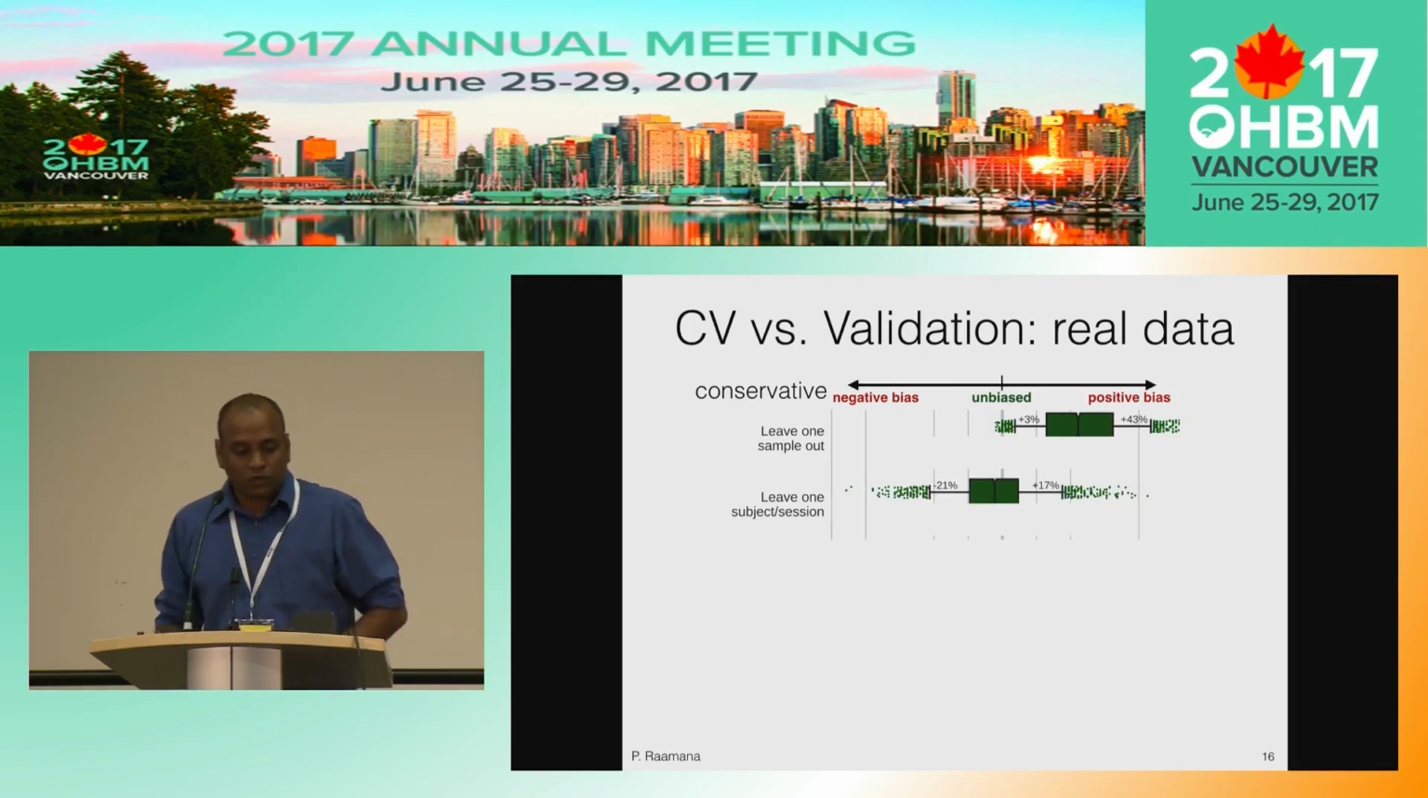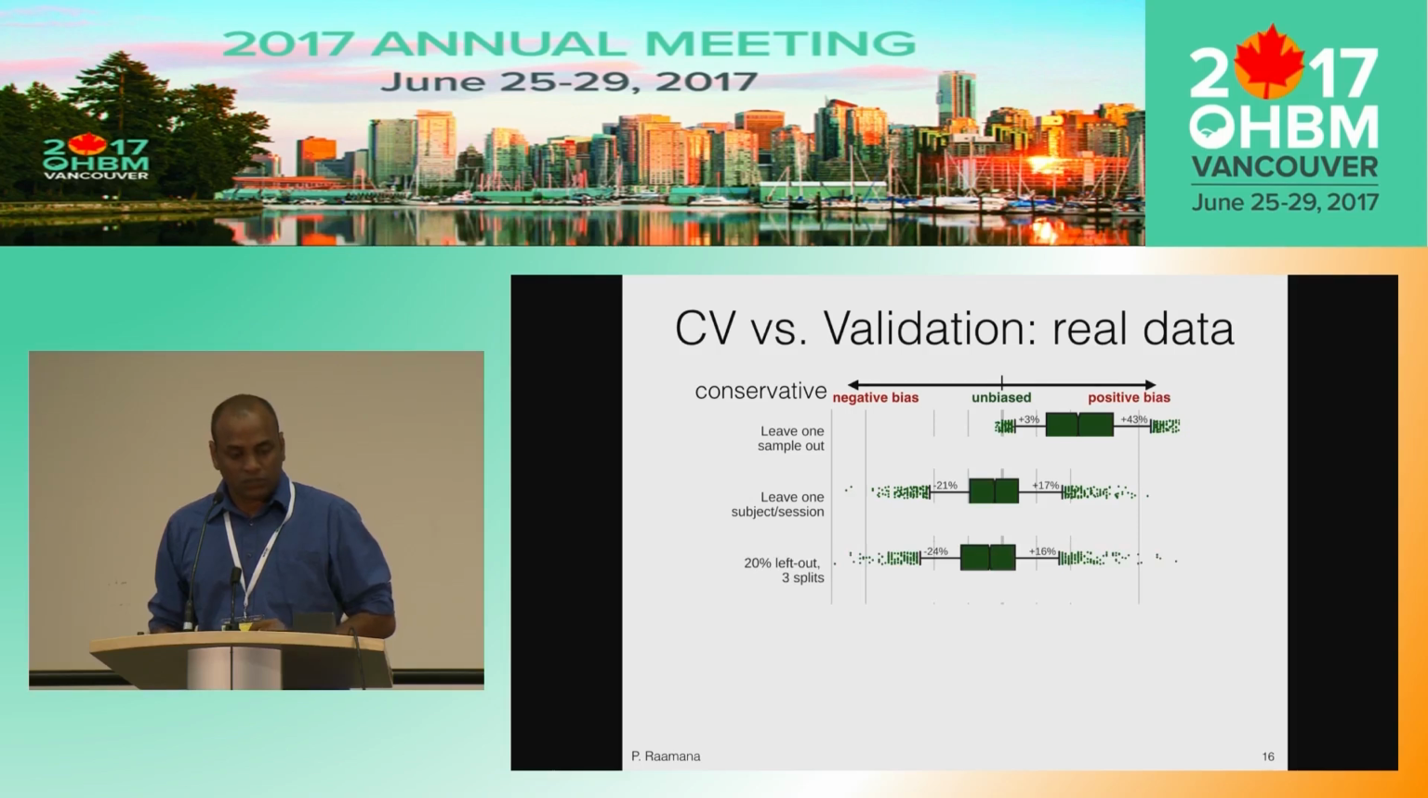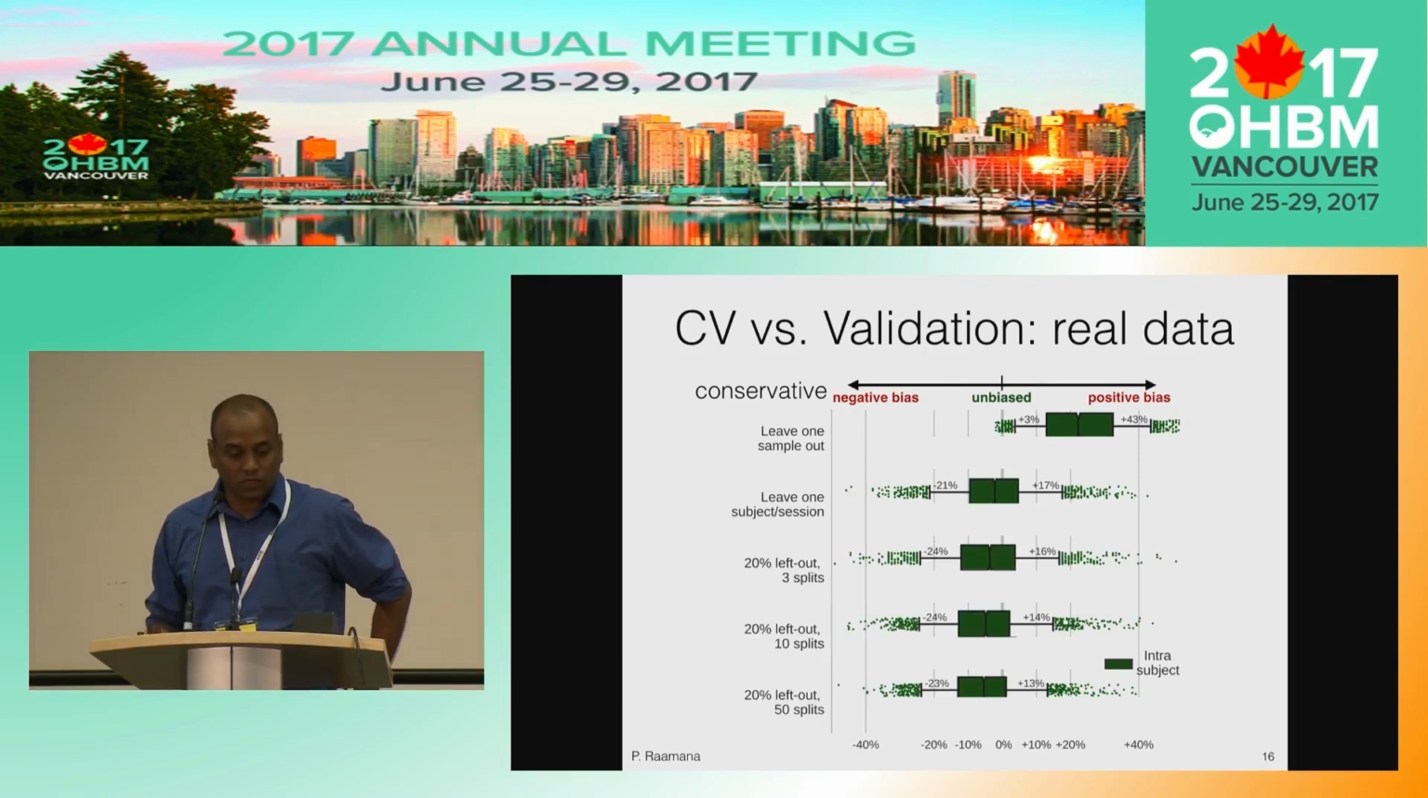And when you actually do the splits, ensuring that the full session or subject is left out, the bias mostly disappears. It's slightly negative actually, but there is still variance due to the correlations. And when you do the same thing with 20% left out, 3 splits or 10 or 50 splits to actually improve the stability of the estimates, the bias is actually reduced. However, the variance, I think we can still see it, is much smaller than the variance we saw in the leave one sample out case.